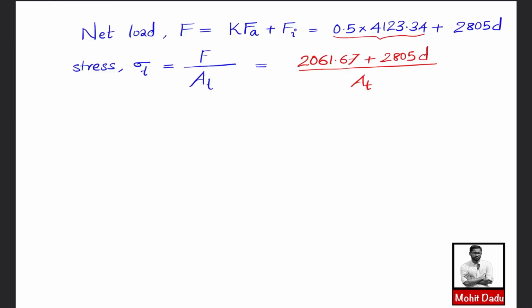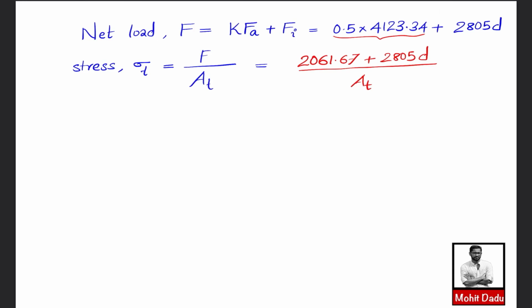So now we'll be evaluating this stress, and you know that stress will be found by dividing this F by the tensile area, where tensile area is the area evaluated across the weaker section of the bolt. So this K into F, 0.5 into 4123, you will be getting as 2061.67 plus 2805d divided by At. And here you have to solve for this diameter.